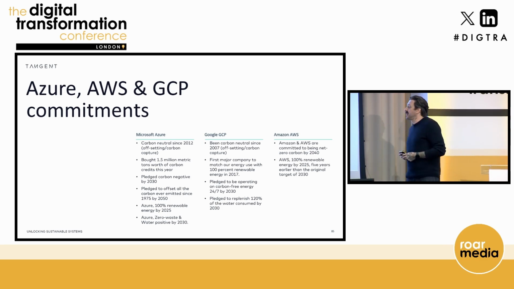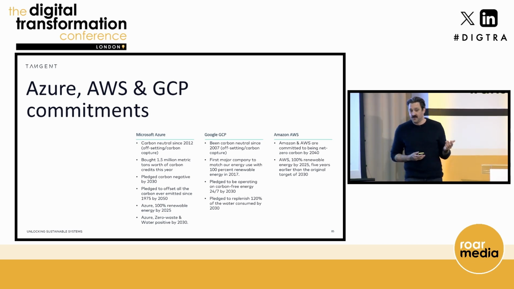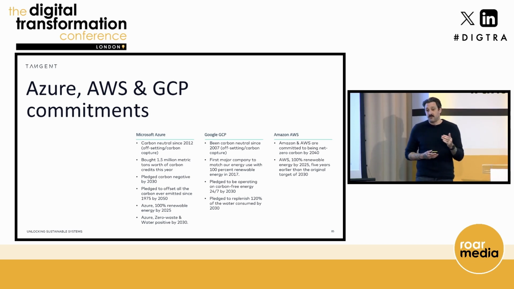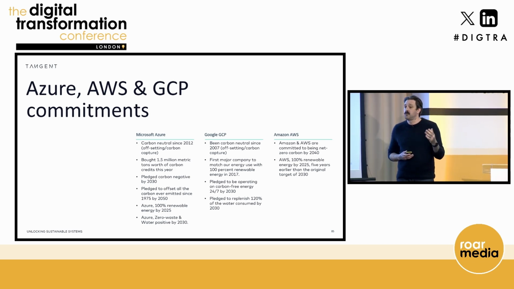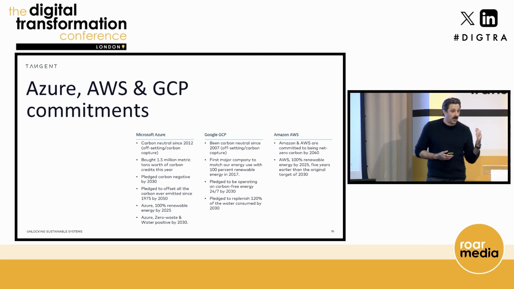If you pick out some of these points to highlight, GCP, for example, Google's cloud platform, they were the first to become carbon neutral, since 2007. Microsoft have committed to offsetting all the carbon Microsoft has ever produced since it was established in 1975 by 2050. So some key stats up here, and all of the cloud providers have some commitment to carbon and carbon usage.